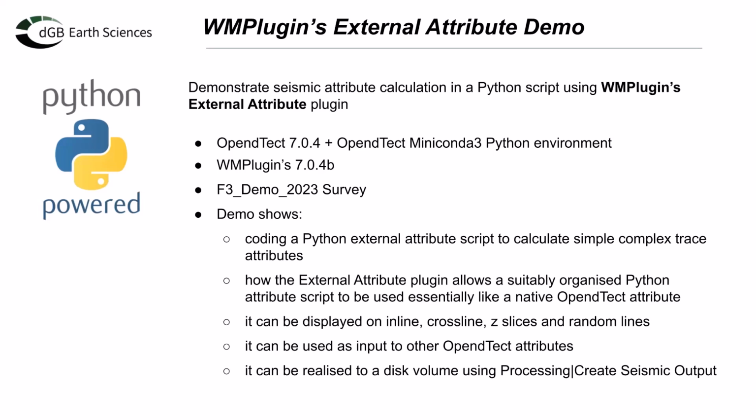The same workflow will also work in OpendTect Pro and the OpendTect ML Python environments. During the demo, I will show how to code a Python external attribute script to calculate simple complex trace attributes, and how this external attribute can be used just like a native OpendTect attribute. Namely, it can be displayed on inlines, crosslines, z-slices, and random lines. It can be used as input to other OpendTect attributes. It can be realized to a disk volume using the Processing Create Seismic Output menu.